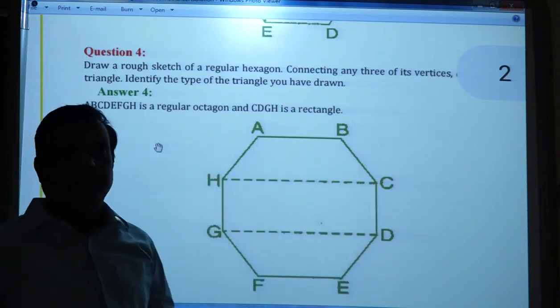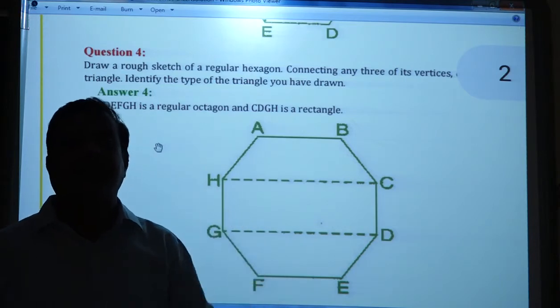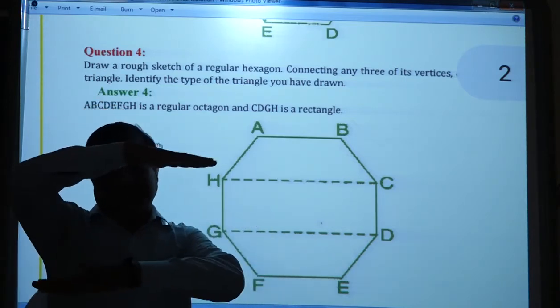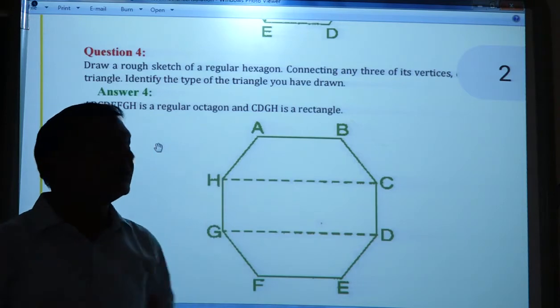When 3 vertices are connected, it became a triangle. When 4 vertices are connected, it became a rectangle. In a rectangle, opposite sides are parallel. Opposite sides are parallel. Now next.